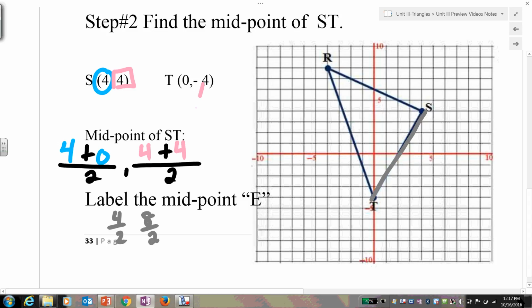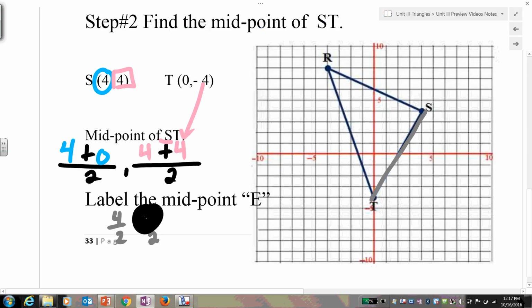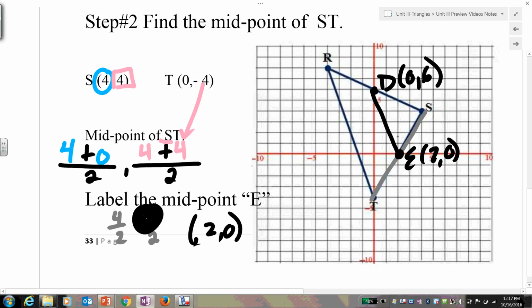This right here is -4. And so that's going to be 0. Taking a look here, of course, we end up with 2, 0 is our midpoint, and we're labeling that midpoint E, which is right here. So we have our midpoint D, which is at 0, 6, and our midpoint E, which is 2, 0. So we can draw in now our mid-segment.